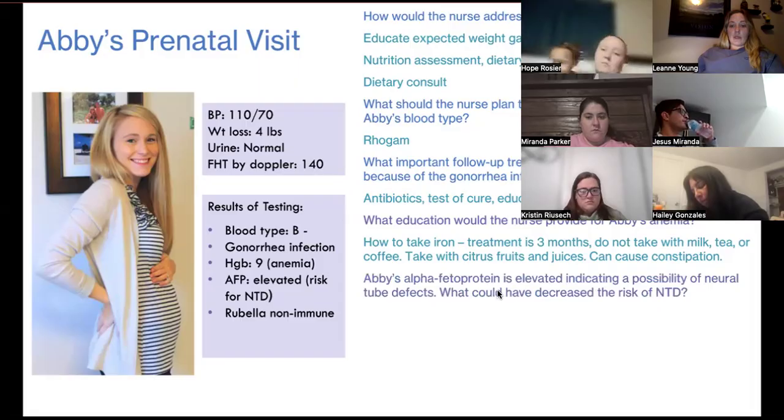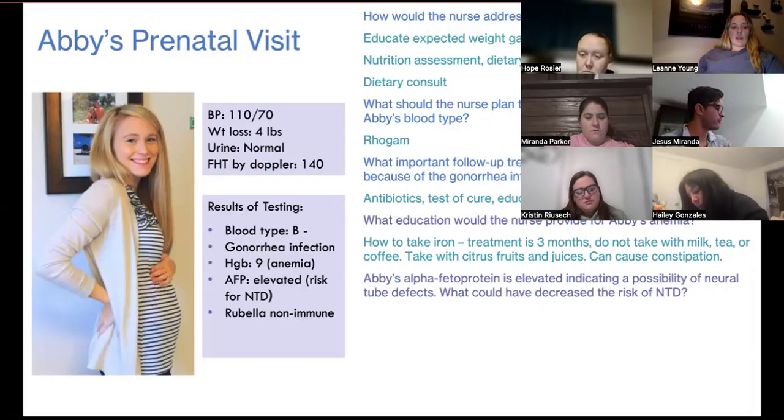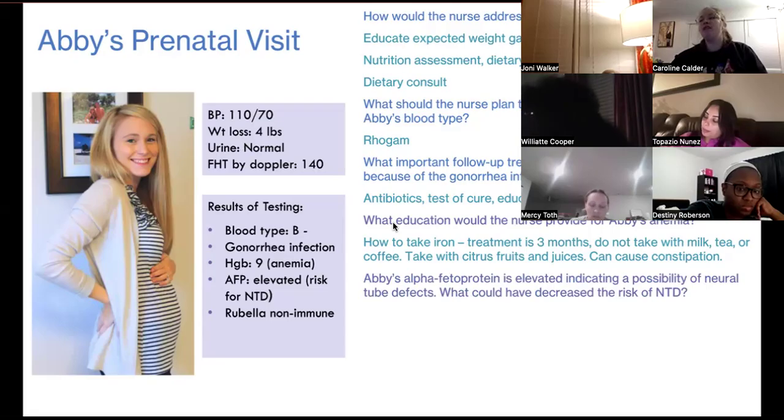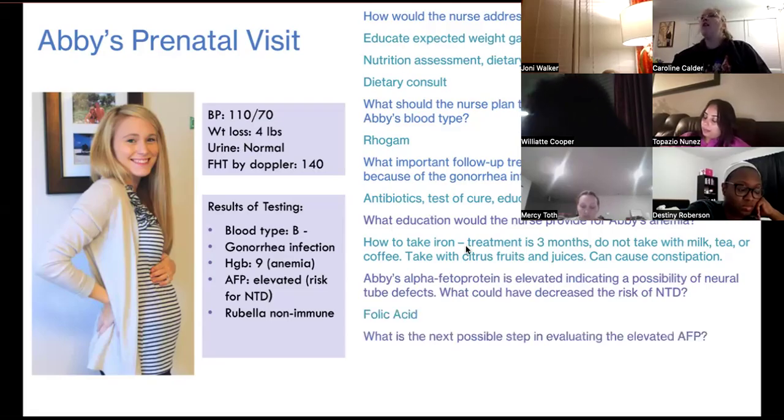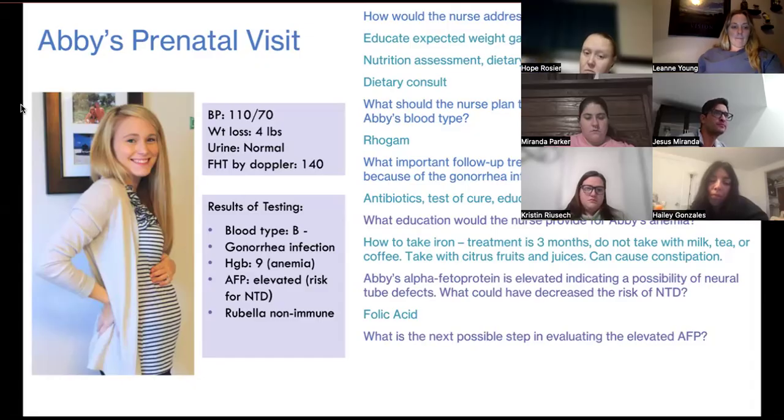Her alpha fetoprotein is elevated, indicating a possibility of neural tube defects. What could have decreased the risk of this defect? Folic acid. Exactly. And then what's the next possible step in evaluating the elevated AFP? What else would we want to do to diagnose this potentially?